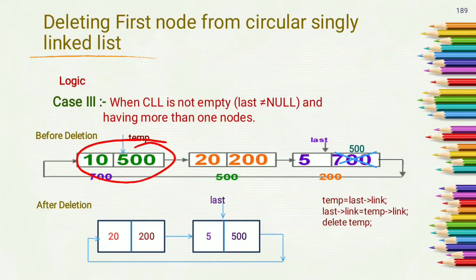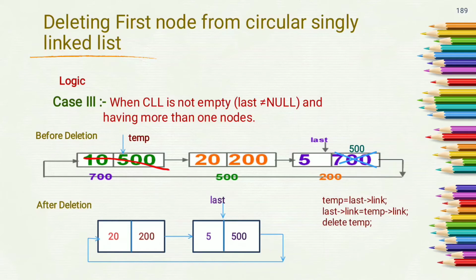So first we have to store the address of this node into temp, and we know that the address of first node is always stored in link part of the last node. So link part of the last node contains the address of the first node, so we have to write temp equals last arrow link.